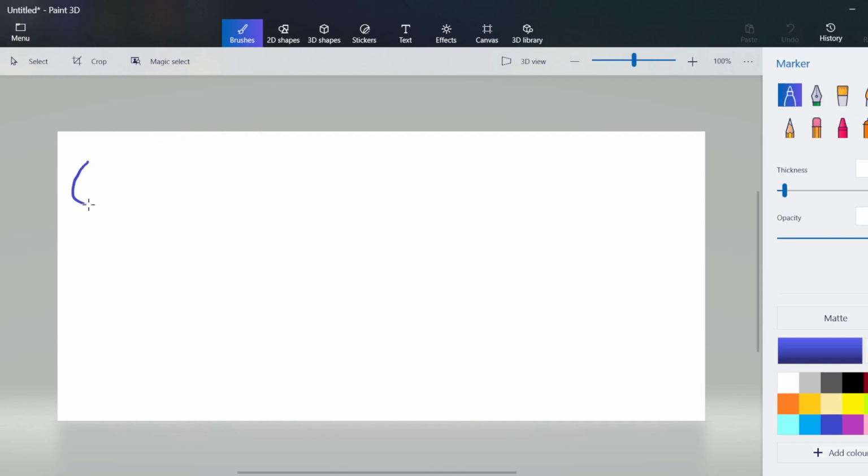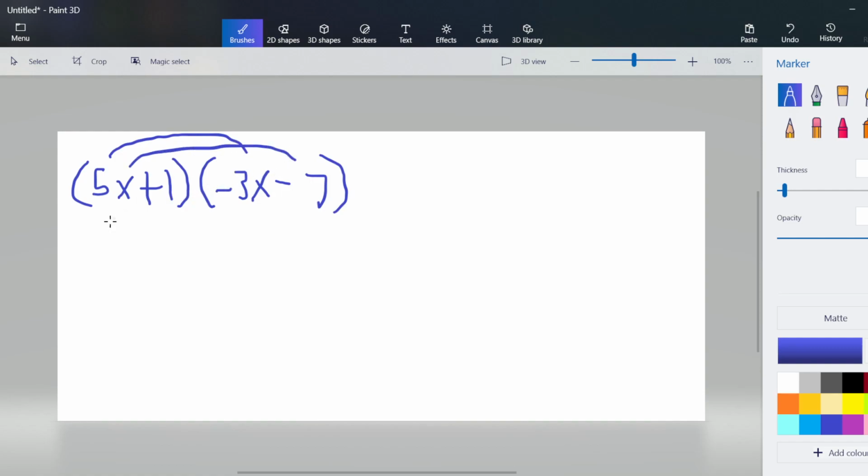So if we had 5x plus 1, and we had negative 3x minus 7. So here we do the same thing. We're going to multiply 5x by these two terms. This gives us negative 15x squared and negative 35x. Then we do the same thing here. 1 times negative 3x is negative 3x, and 1 times negative 7 is negative 7.